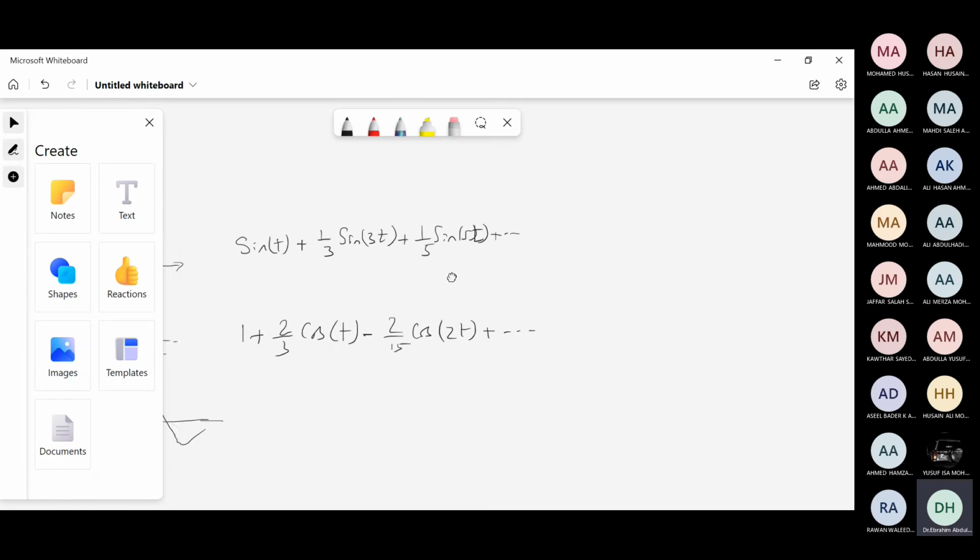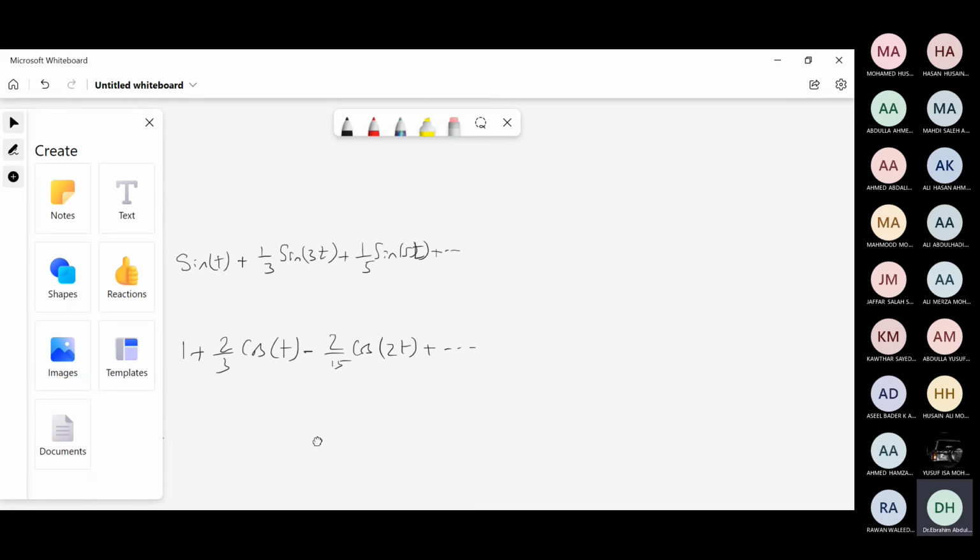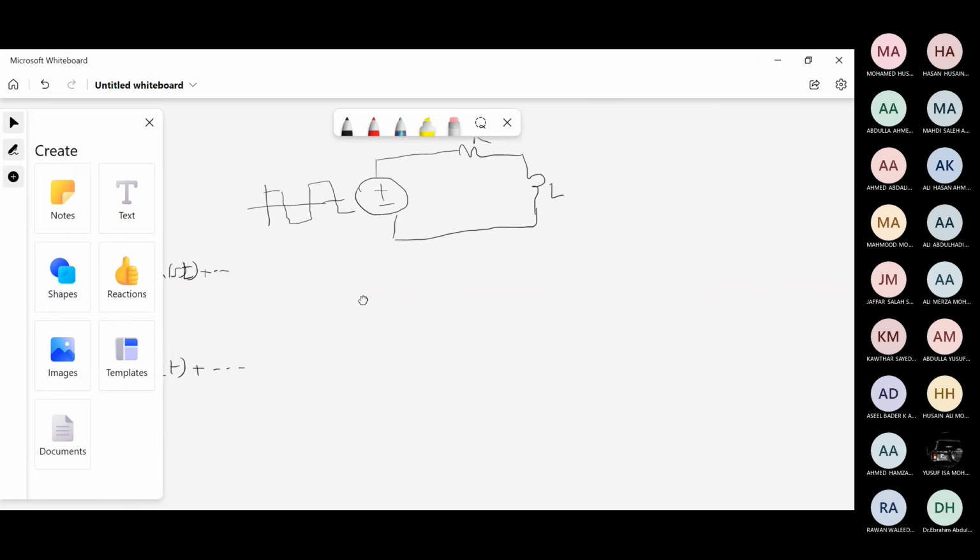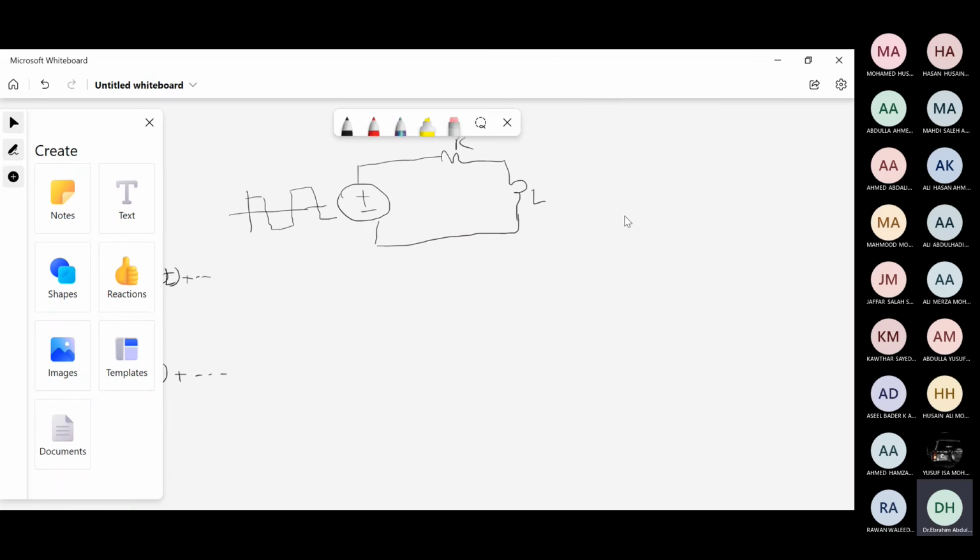زين شنو يعني؟ It's mean that if I have a source and here same thing, if we say that simple circuit, this is L, this is R, and the input is a square wave. Then how we can solve this one easily?